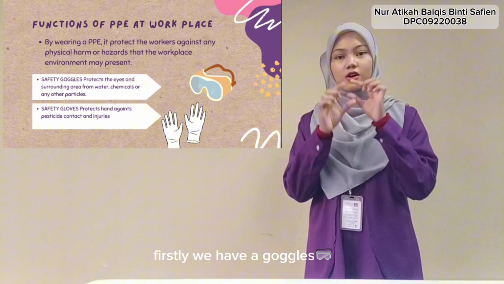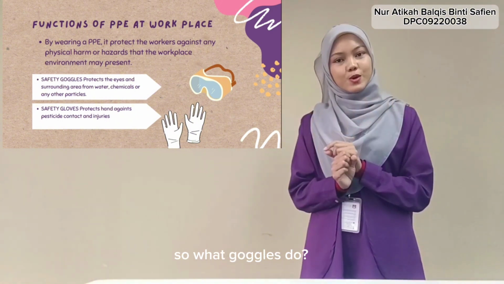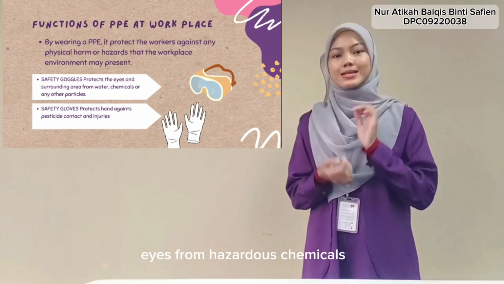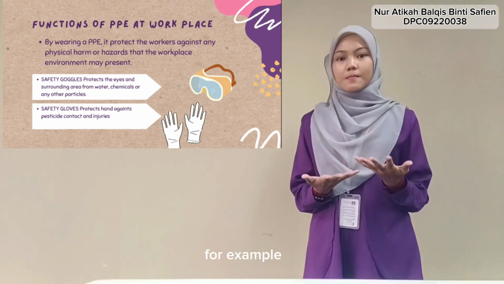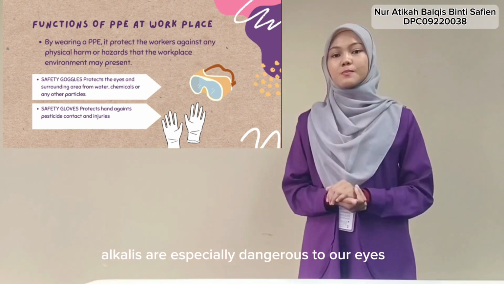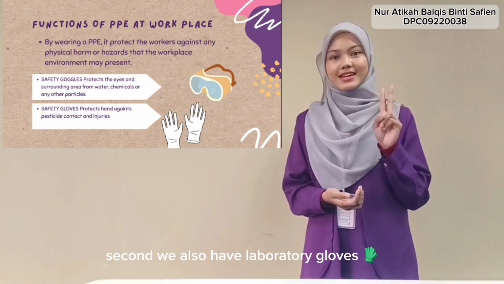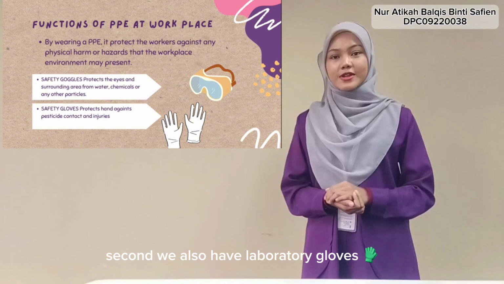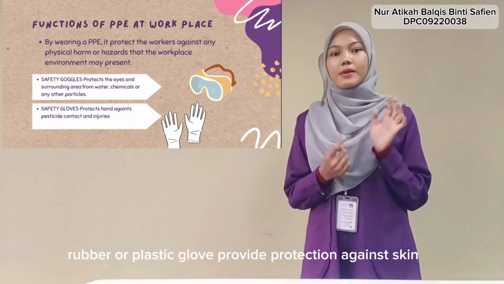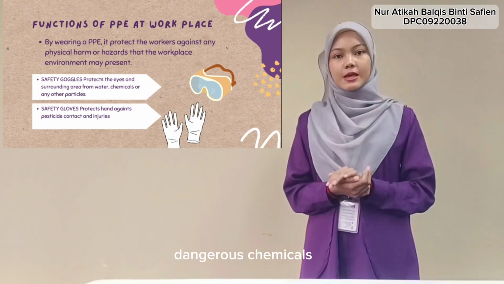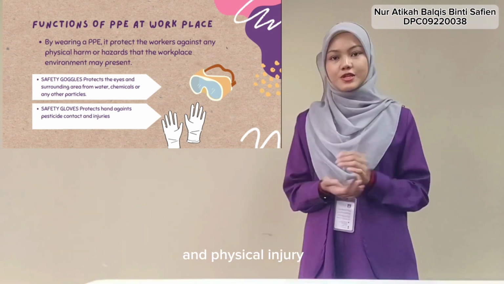Firstly, we have goggles. So, what do goggles do? Basically, goggles are used to protect our eyes from hazardous chemicals. For example, alkalis are especially dangerous to our eyes. Second, we also have laboratory gloves. Rubber or plastic gloves provide protection against heat, dangerous chemicals, and physical injury.